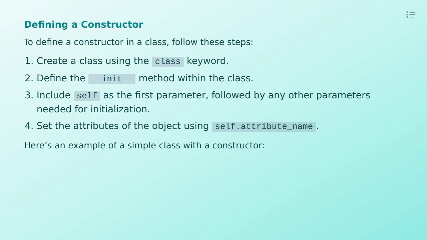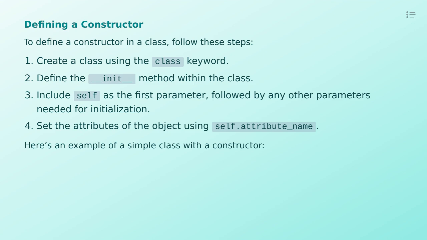Defining a constructor, let's dig in. To define a constructor in a class, follow these steps. First, create a class using the class keyword. Next, define the __init__ method within the class. Then, include self as the first parameter, followed by any other parameters needed for initialization. Finally, set the attributes of the object using self.attribute_name.